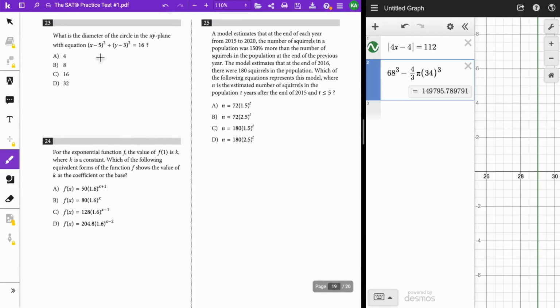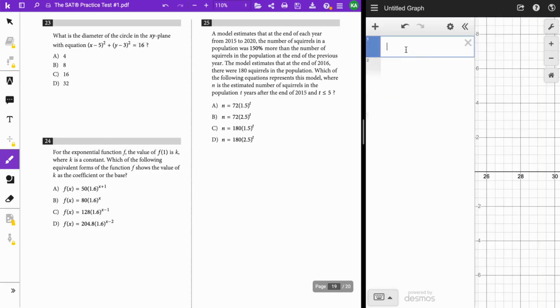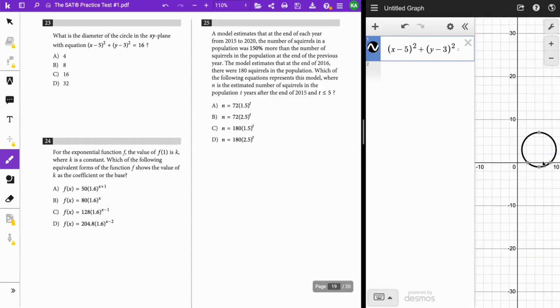23. What's the diameter of the circle with this equation? This is easy to do in Desmos. Type it in just like you see it. And let me just make sure I got it right. Looks good to me. Go to home. Oh, perfect. There's the circle. Now, what's the diameter of that circle? It's the distance from one end all the way to the other through the center. So if you look at these 2 points, if we find their distance, that's going to be our diameter.